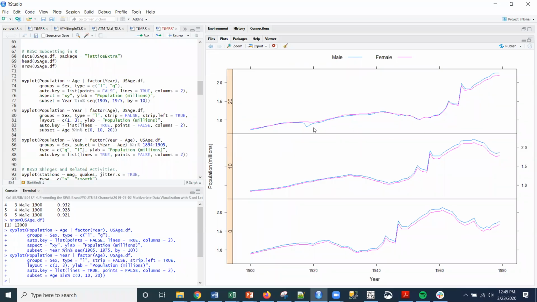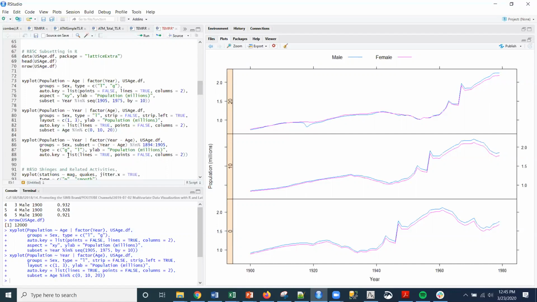One of the interesting things here is this dip right here. This was around 1918 or so, quite a dip there. So on this last panel, what I'm doing is taking the population by year and then factoring in the year minus age, right? So basically the birth year, for this final plot.